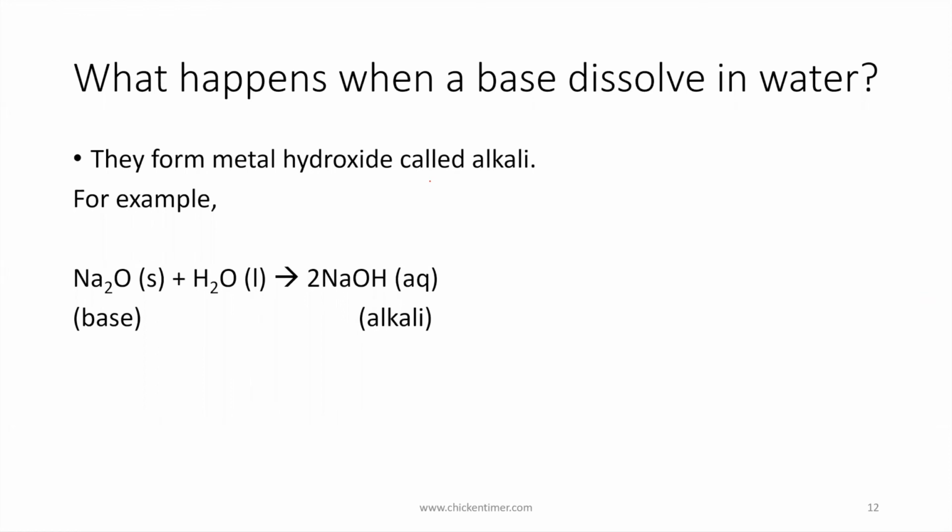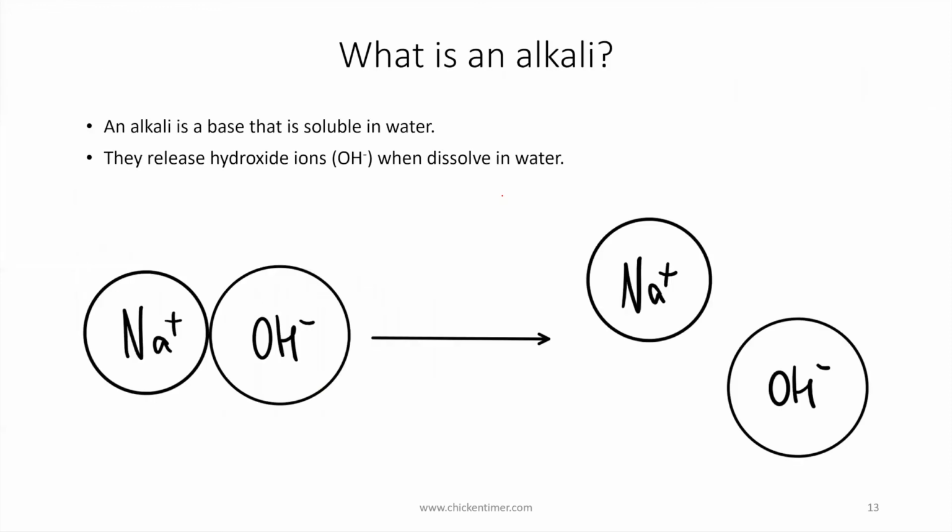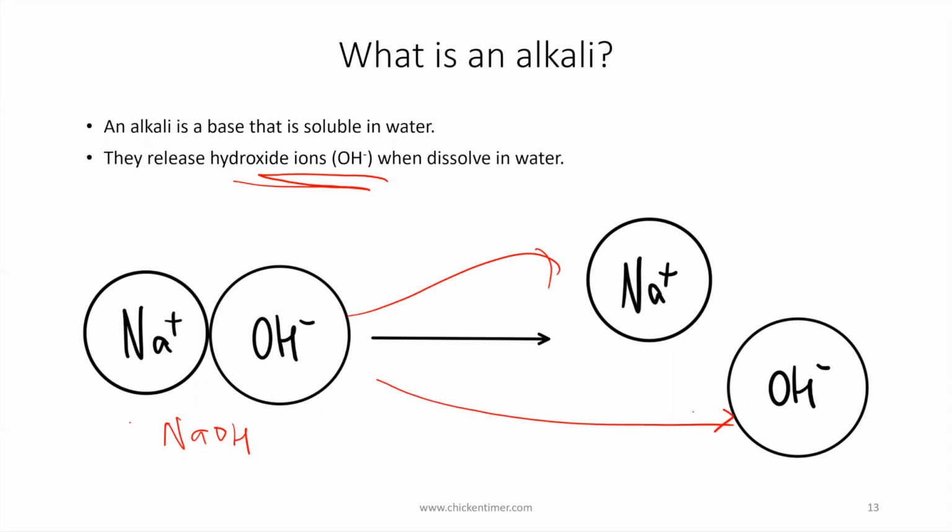So when you have sodium oxide down here, when you add water to it, then it becomes sodium hydroxide. So this is the base, and this is the alkali. They produce OH- ions when we dissolve them in solution. So back to sodium hydroxide, it's a base that is soluble in water. They release hydroxide ions, like this, NaOH. In solution, they break up into two, like that.